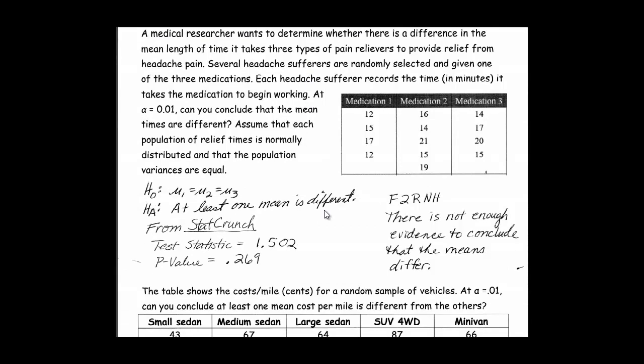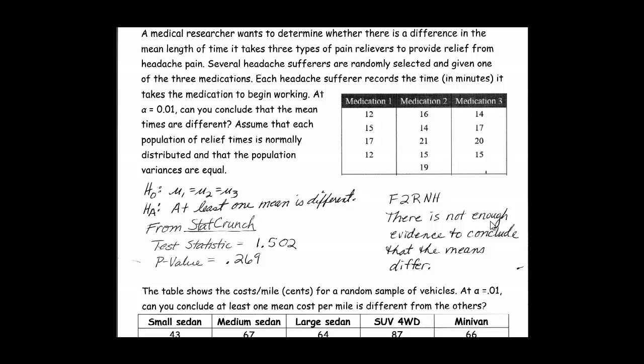So we've got two problems that we're going to take a look at here. A medical researcher wants to determine whether there is a difference in the mean length of time it takes three types of pain relievers to provide relief from headache pain. Several headache sufferers are randomly selected and given one of three medications.